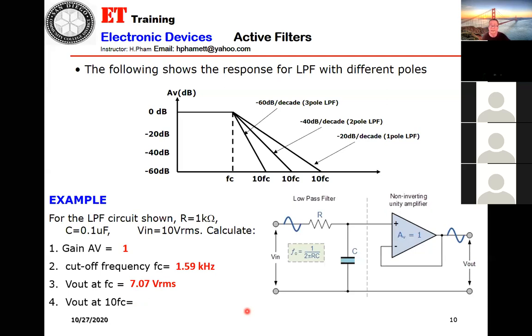V out at 10 times FC, that means 1 decade, should be 1 volt RMS. If you're a little slower, then you have to get a copy and redo it. Make sure you know why 7.07, why 1 volt, why 1.59K. If you're done, we go to the next one.